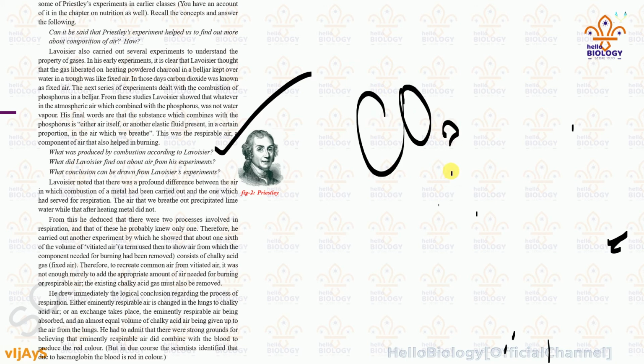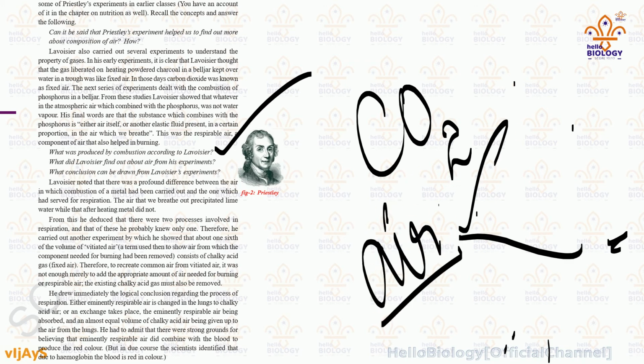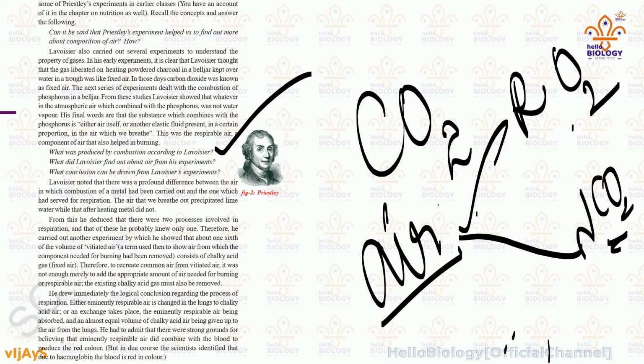By combustion, carbon dioxide is produced. Next, what did Lavoisier find about air from his experiments? From his experiments, he found two things: respirable air and non-respirable air. Respirable air is known as oxygen, and non-respirable air is called carbon dioxide.